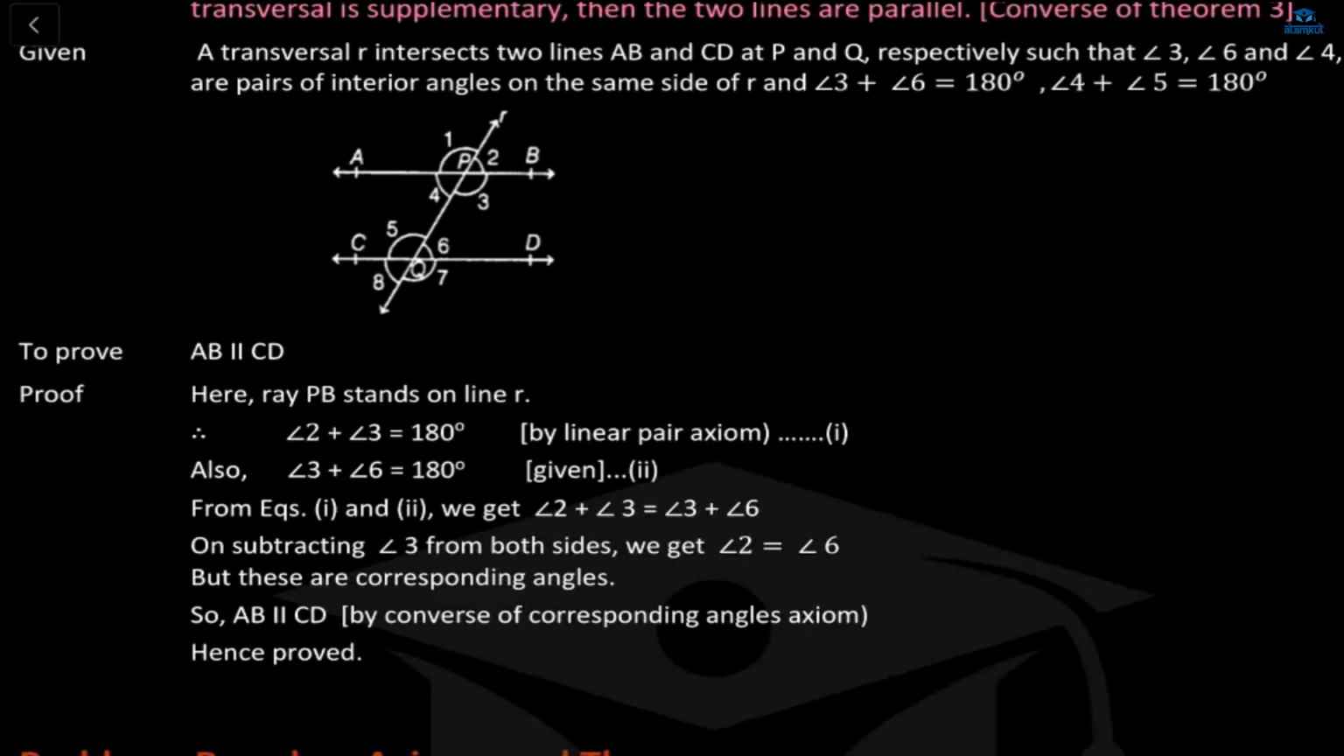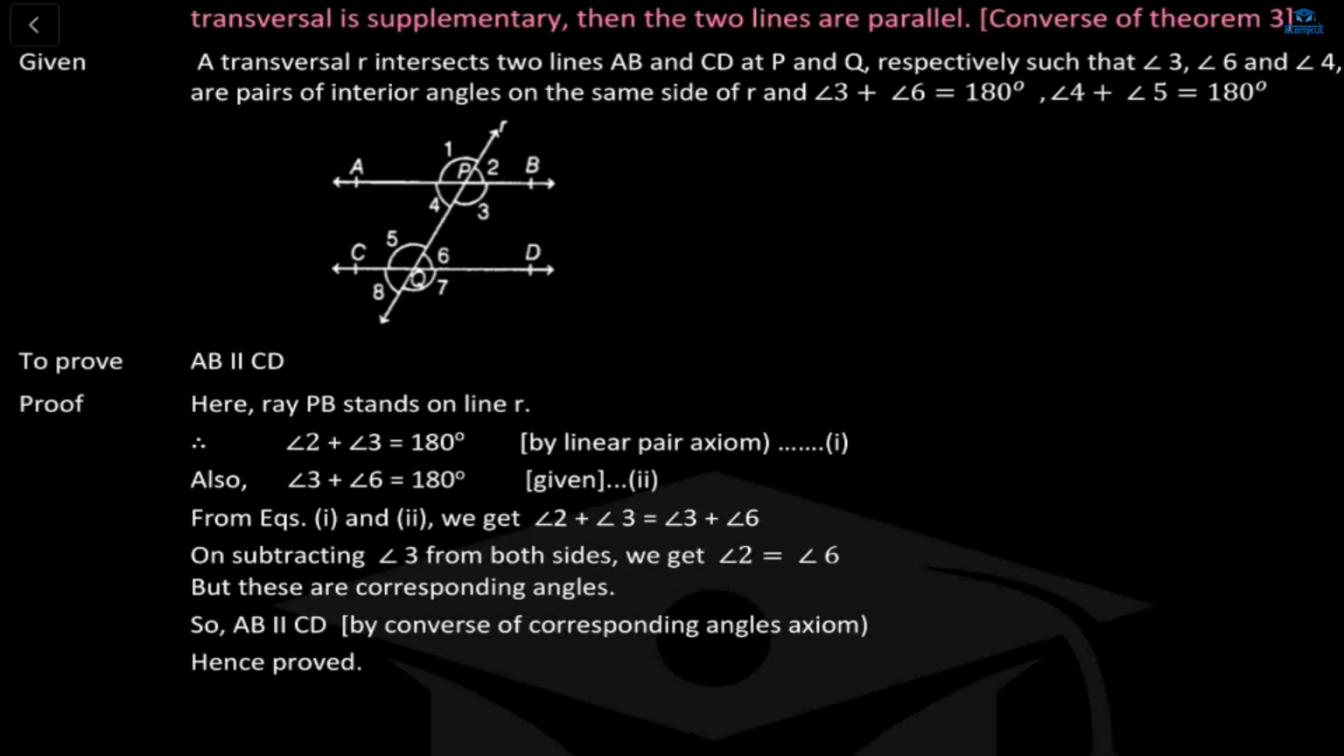From the corresponding angle axiom we can prove. And what is the axiom? Corresponding angle axiom, I think, right? No? Yeah, the converse of the corresponding angle axiom actually. Okay, I also just made a mistake. Converse of the corresponding angle axiom: if the corresponding angles are equal, then the lines are parallel. Okay.